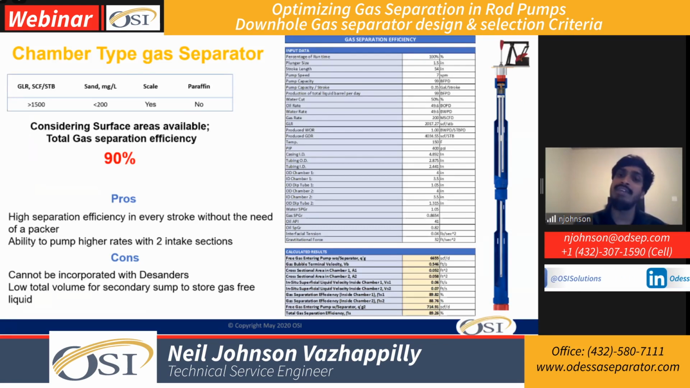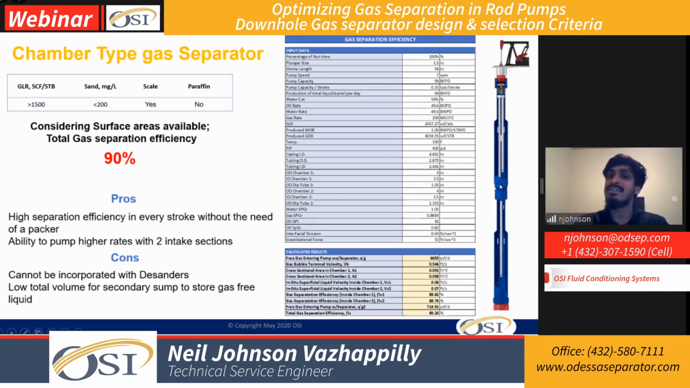But if we just look at gas and GLRs, this type of separator can handle them pretty similarly to the packer style separator. The main advantage is that we don't have to use a packer, like I mentioned before. So in deviated wells and in horizontal wells, like we have here in the Permian Basin and even outside, this type of separator can be very useful in very gassy wells.